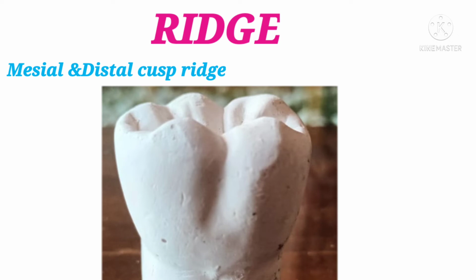And every cusp has a mesial and distal cusp slope. This mesial and distal cusp slope of the cusp is known as mesial and distal cusp ridges. So each cusp has mesial and distal cusp ridges on either side of its tip.